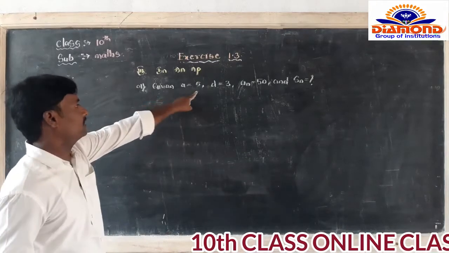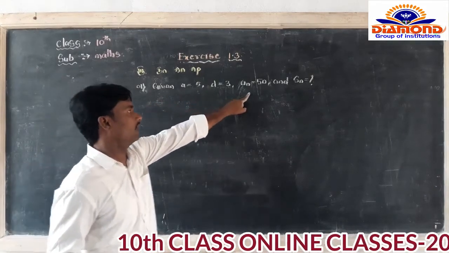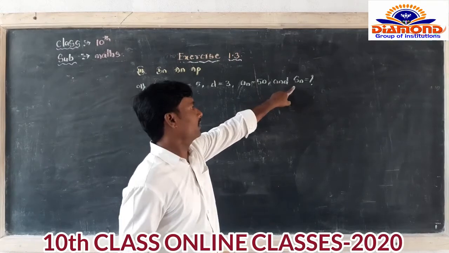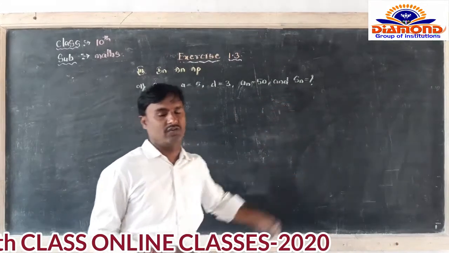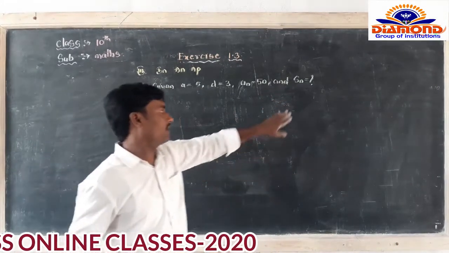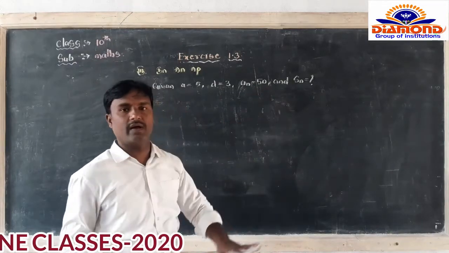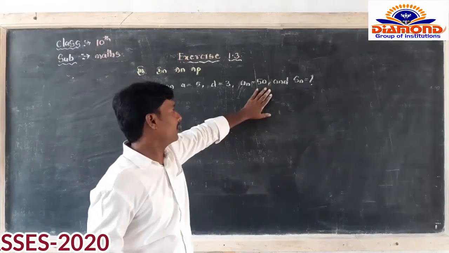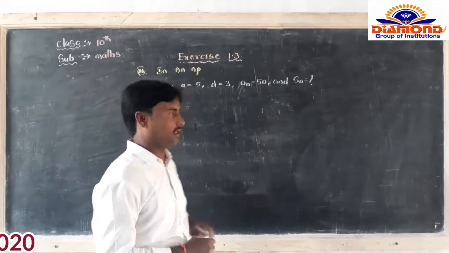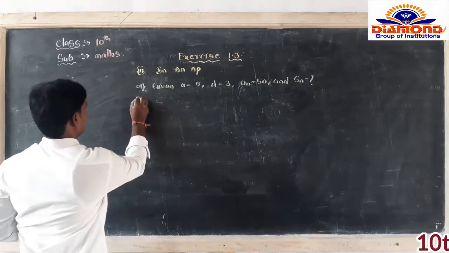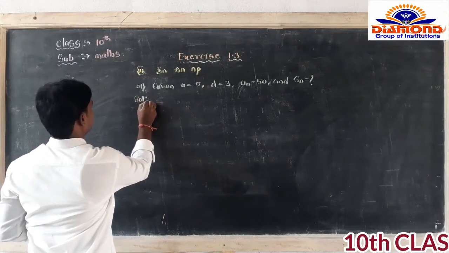So given a is equal to 5, d is equal to 3, an is equal to 50 and Sn is equal to question mark. Previous question we did. So first Sn फाइंड करने के लिए हमको n फाइंड करना बहुत जरूरी है. n करने के बाद ही हमको Sn फाइंड करने के लिए आता है. Okay, now look at the board. We are going here, solution.